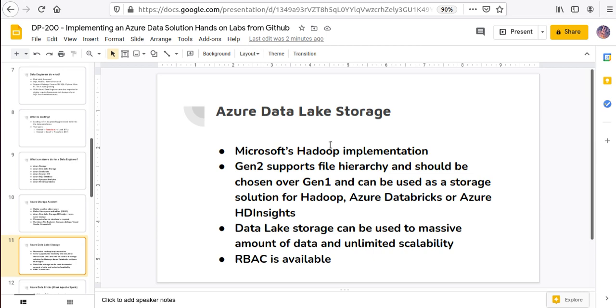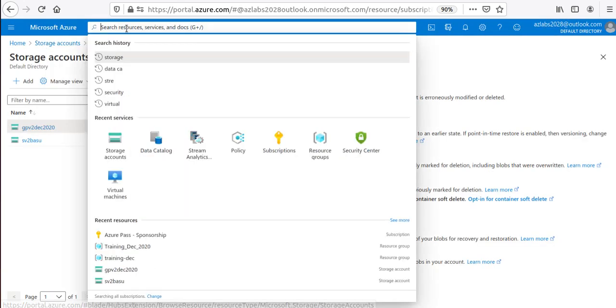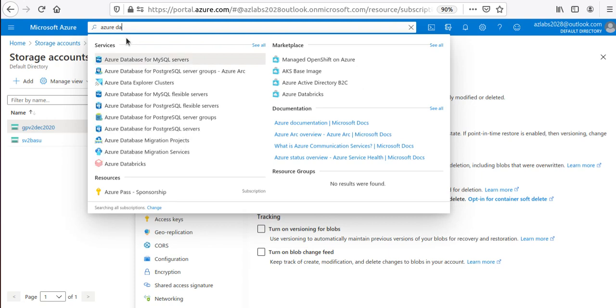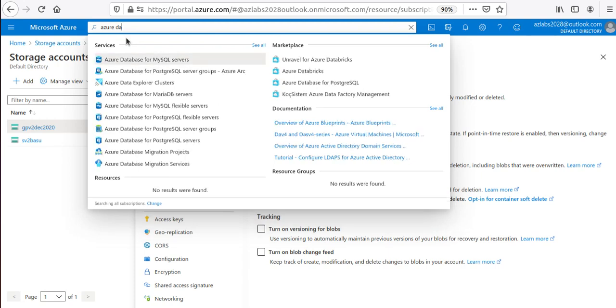So think about a massive amount of data, and again, for security, you have RBAC available, a firewall, and data encryption, all those built-in features that Azure provides. All of the security features will be available to you as well. Okay, so let's come over here. Let's just search for Azure Data Lake. Let's see if something comes up.